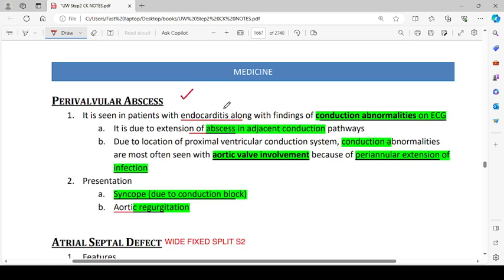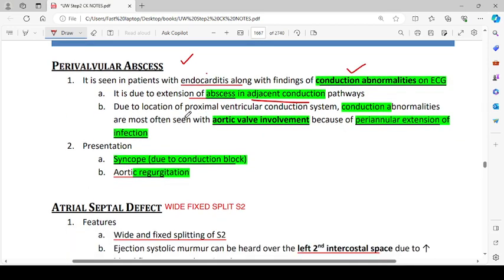It is seen in the patient with endocarditis along with the findings of conduction abnormalities on the ECG. It is due to extension of the abscess into the adjacent conduction pathway. Due to the location of the proximal ventricular conduction system, conduction abnormalities are most often seen in aortic valve involvement because of periannular extension of the infection.